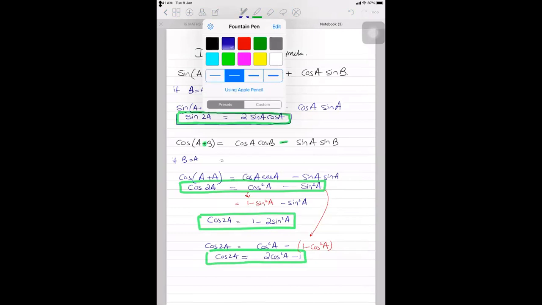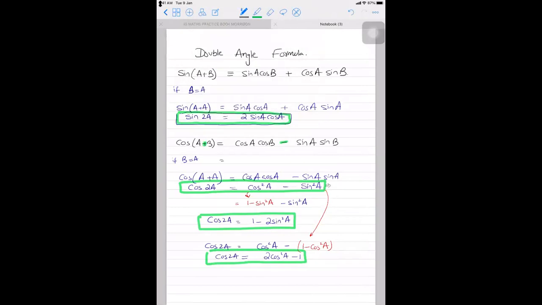Also, if you simplify this, cos square a minus sin square a is in the form of a square minus b square. So if you want to factorize it further, you can write cos a plus sin a times cos a minus sin a. You can write it this way too.